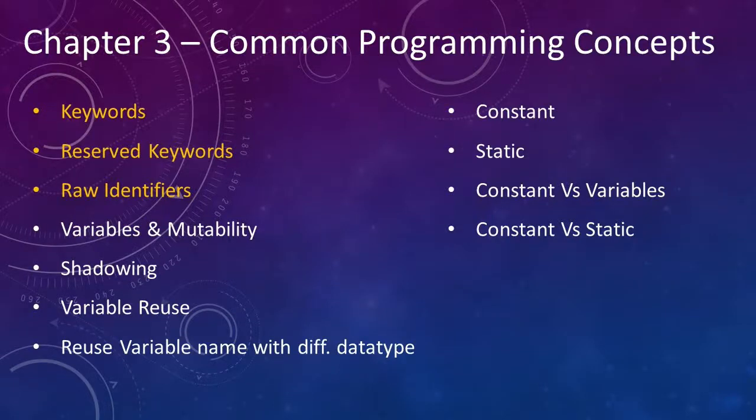Now we start chapter 3, Common Programming Concepts. It has many concepts. There is a long way to travel. Let us see one by one. In this video, we will see about keywords, reserved keywords and raw identifiers.